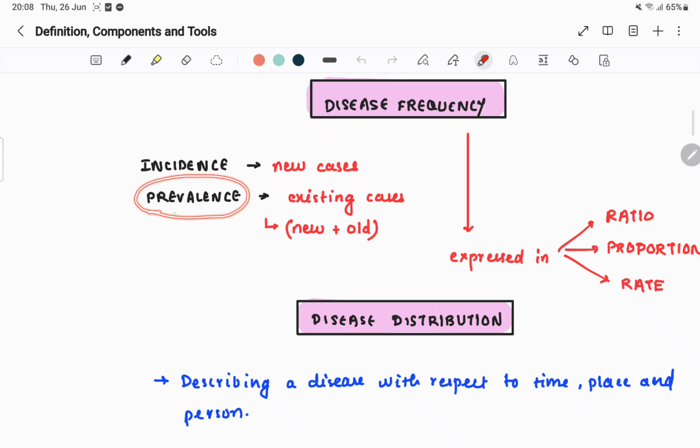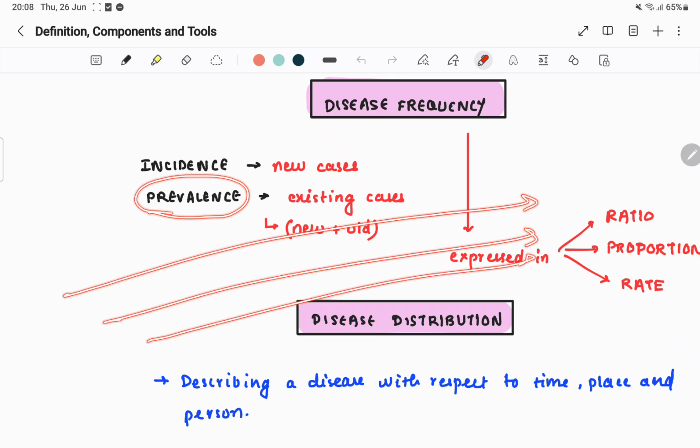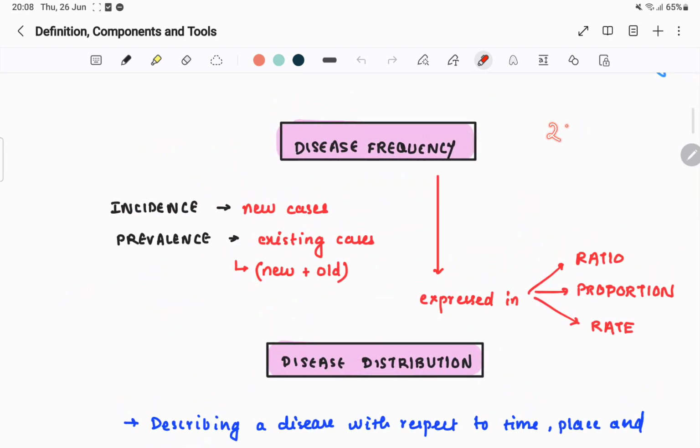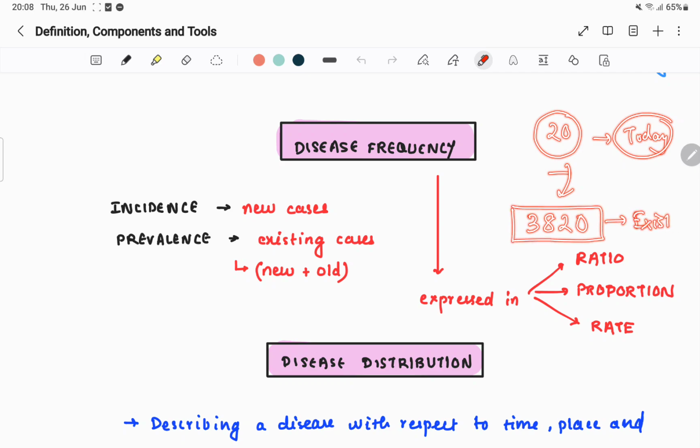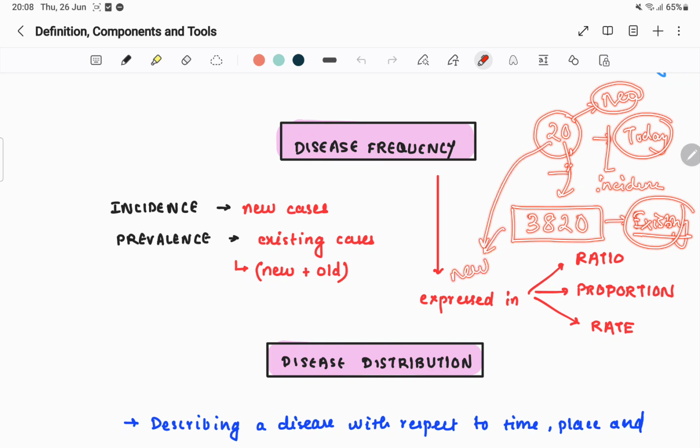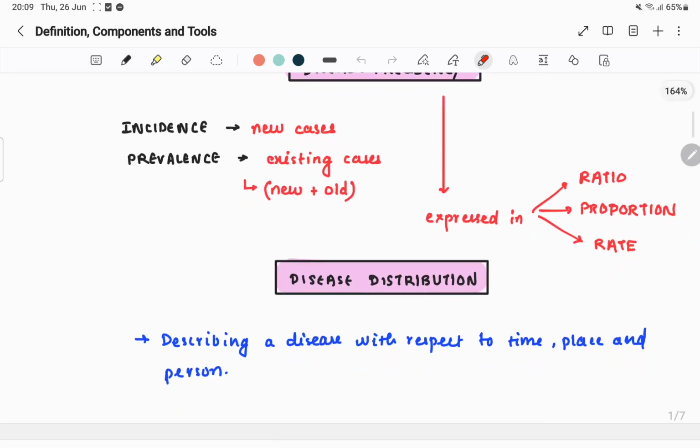When you say a thing is prevailing, it means it keeps going. Incidence is a new terminology. Say 20 COVID cases happened today, and after these cases we are left with 3,820 existing COVID cases along with this 20. The 20 is the new cases, the incidence, and the 3,820 are new as well as old because they include these 20 also. So new plus old is prevalence: the presence of disease in a population over time.